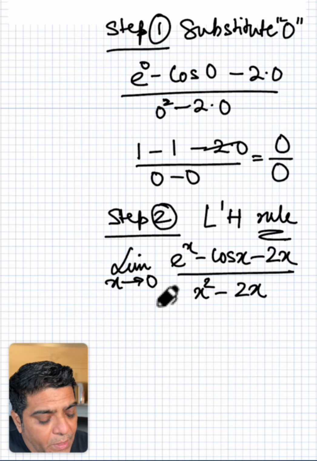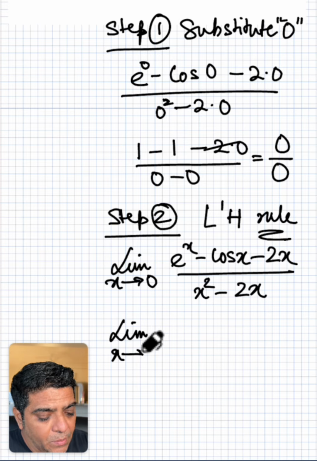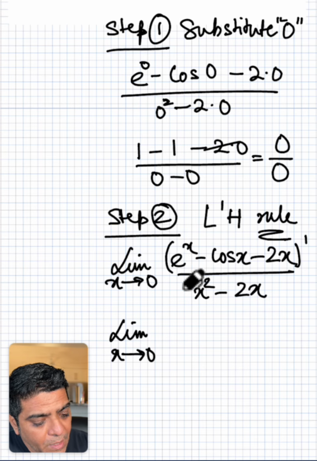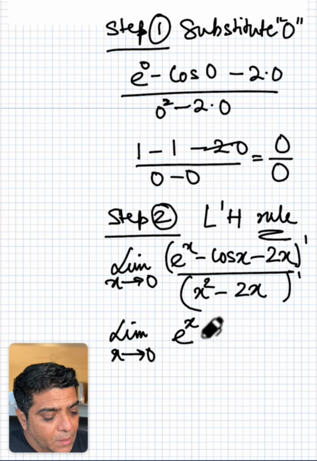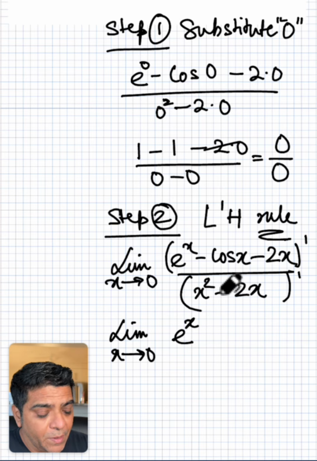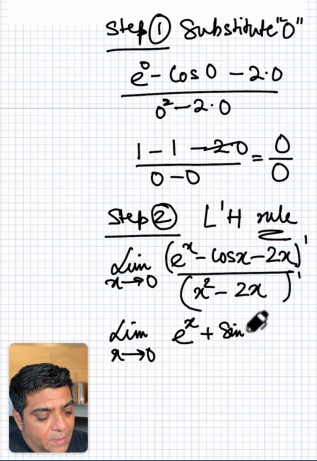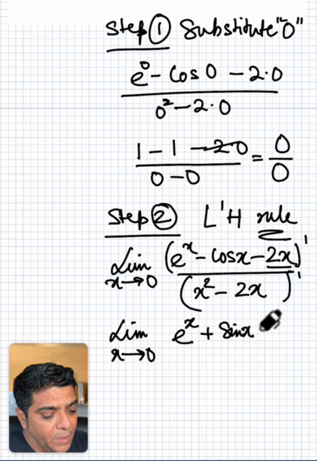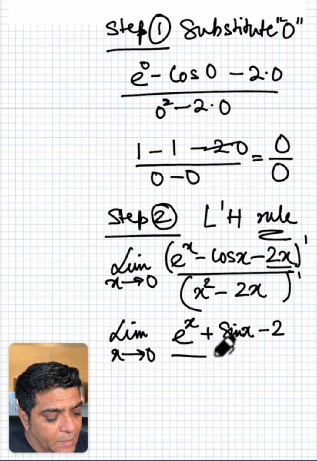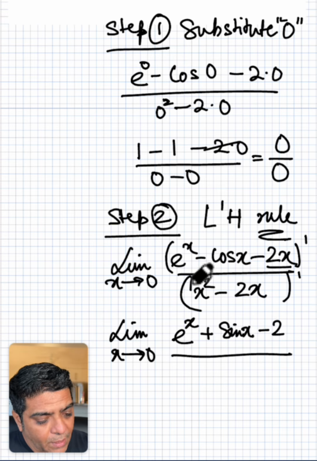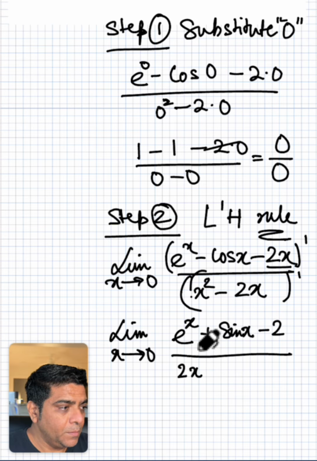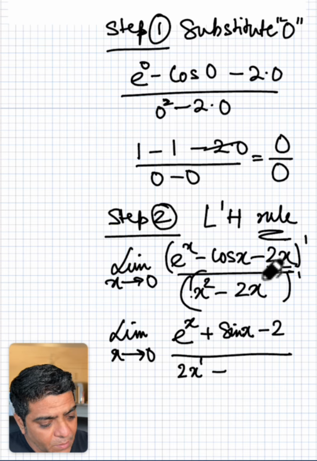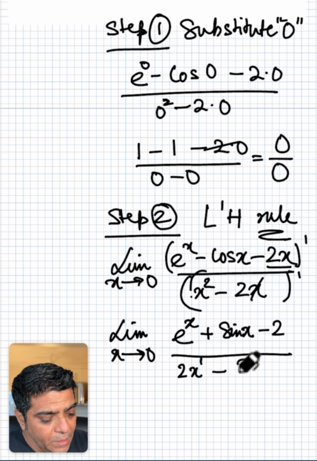So let's take the derivative of the numerator. The derivative of e to the power of x is e to the power of x, and the derivative of cosine of x is minus sine x, so minus cosine x becomes plus sine x, and then minus 2x becomes minus 2 when we take the derivative. In the denominator, we have the power rule, so the 2 goes in front of x, that's 2x, with 2 minus 1 in the exponent, which is 1, minus, and the x will disappear when you take the derivative, so it's minus 2.